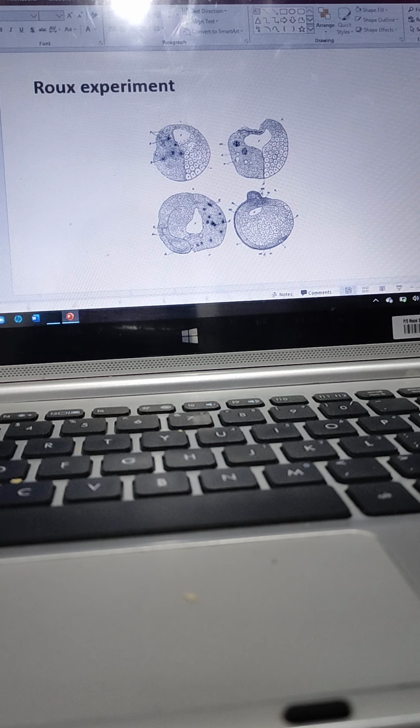In Roux's experiment, he used amphibian embryos. We know very well that frogs, toads, and salamanders are well-known specimens from amphibians. He killed one of the two cells with a hot needle. The remaining cell formed a half embryo. Roux called this half embryo a hemi-embryo. So, this experiment favors preformation.